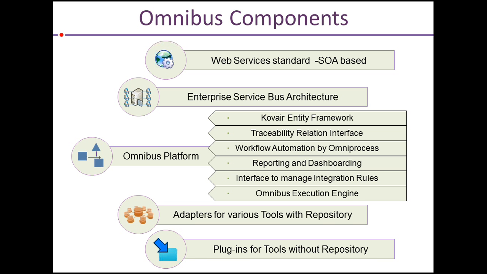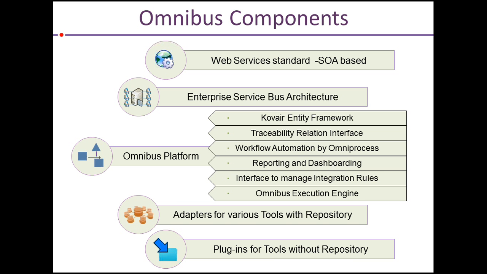It starts with the Kovair Entity Framework. Using that, you can create different entities which correspond to the objects in these external tools. So for example, you can create a requirement within Kovair which maps to requirements in RequisitePro, requirements in Quality Center, etc. It also has interfaces, actually multiple interfaces, to create the traceability relations between the different kinds of objects.